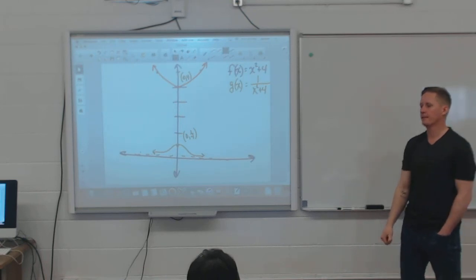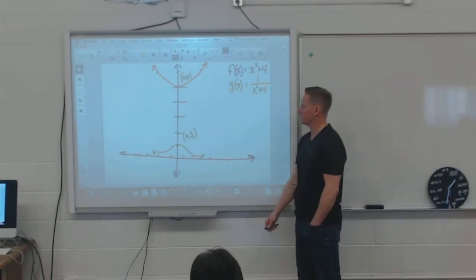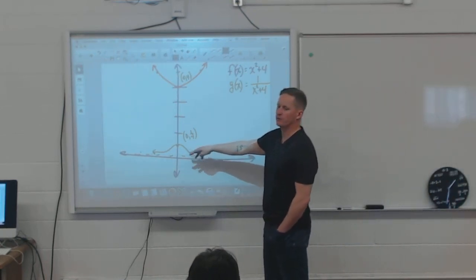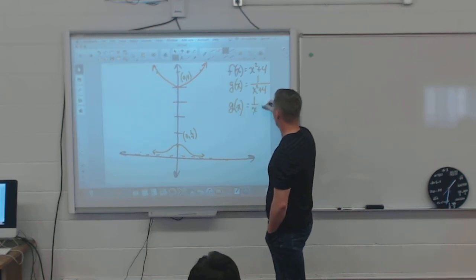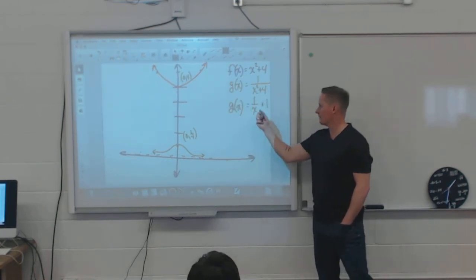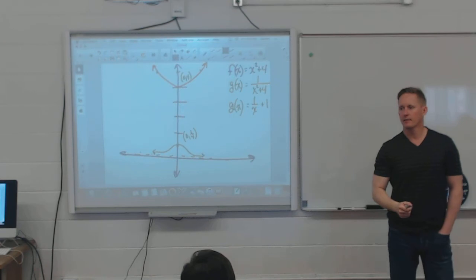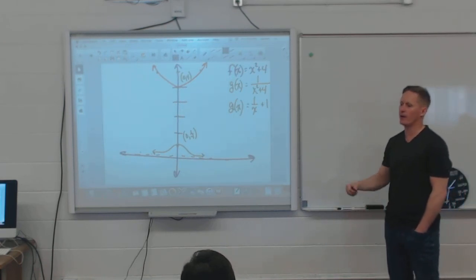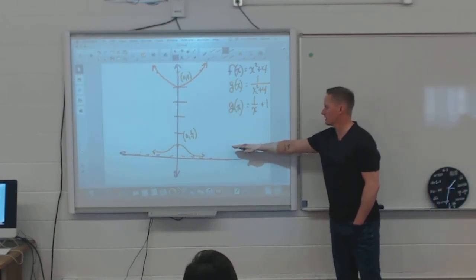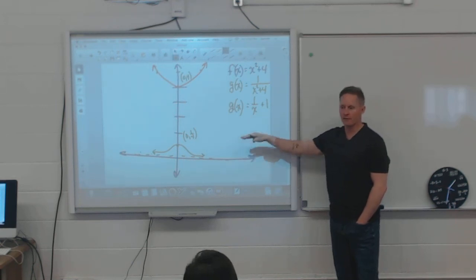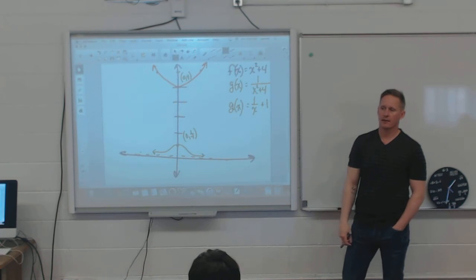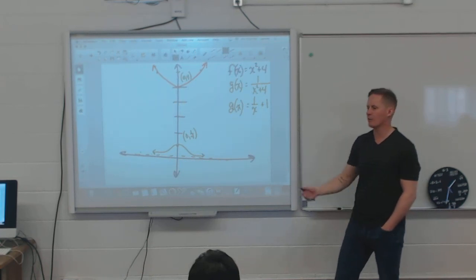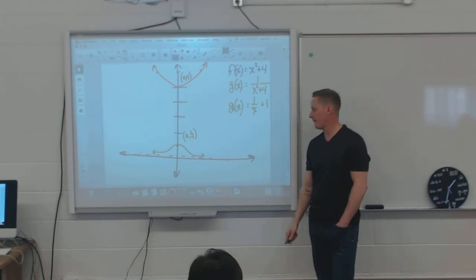Alright? So that can change. The only way the horizontal asymptote moves is if you had something outside of the actual x value. I don't know if we do that. We do it in grade 12, but I don't think we do it here.